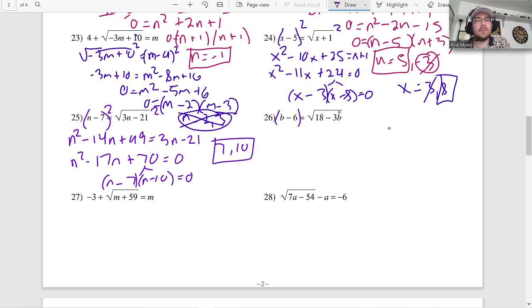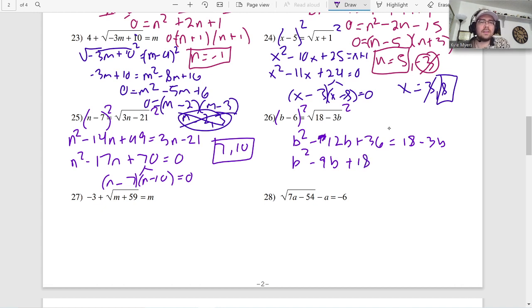All right. Square, square. b squared minus 12b plus 36 equals 18 minus 3b. b squared. We're going to add 3b to both sides, and we're going to subtract 18. That's actually going to be 18 because 36 is 18 plus 18. That equals 0. This is going to be b. Let's see, it's going to be 6 and 3. So the answers are going to be 3 and 6.